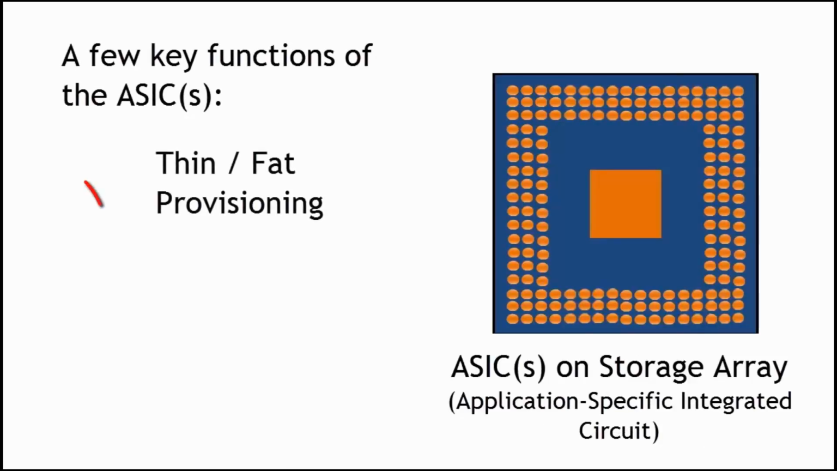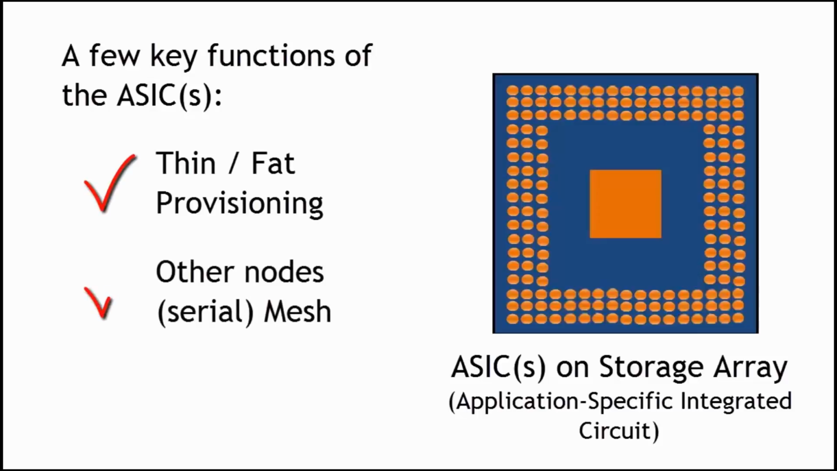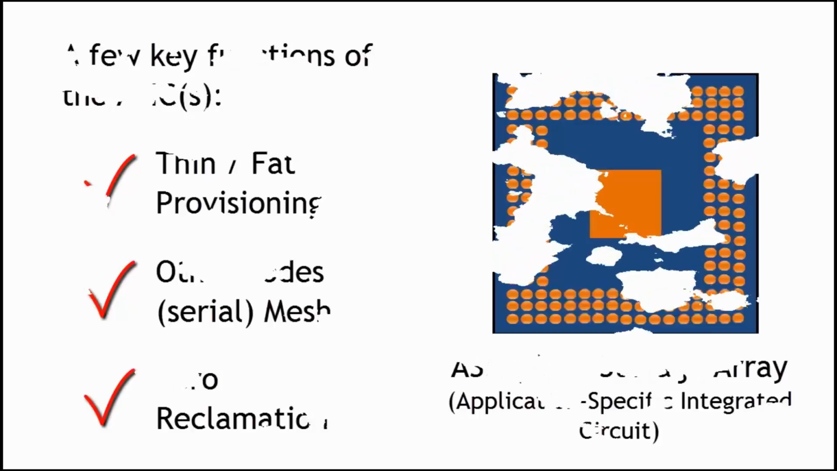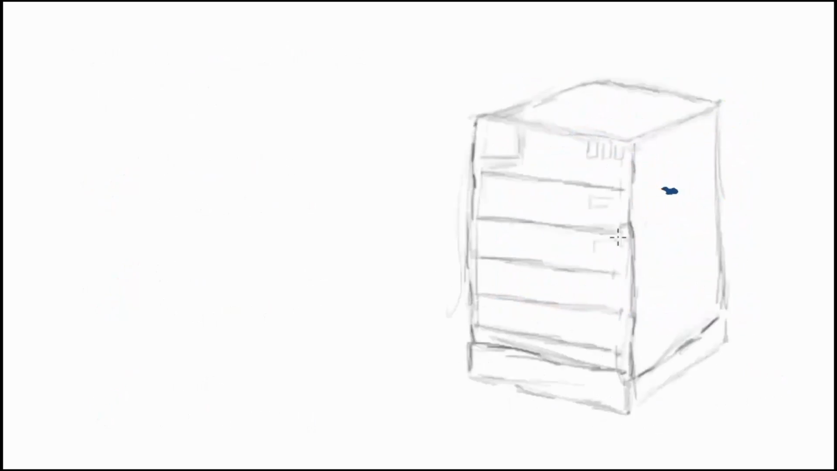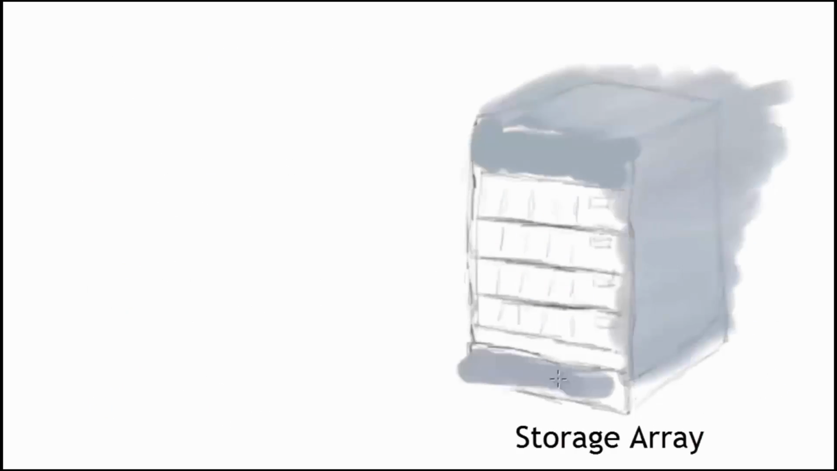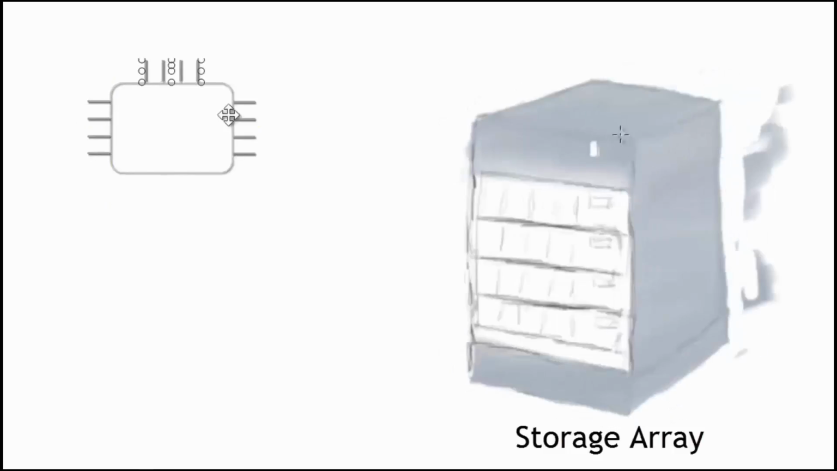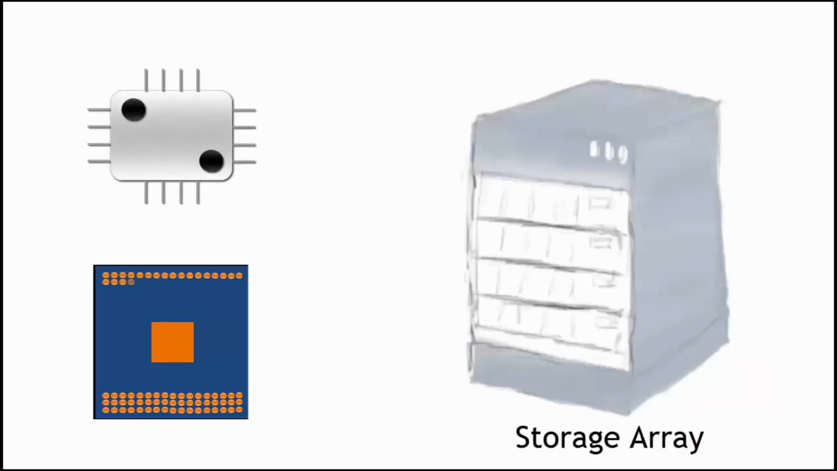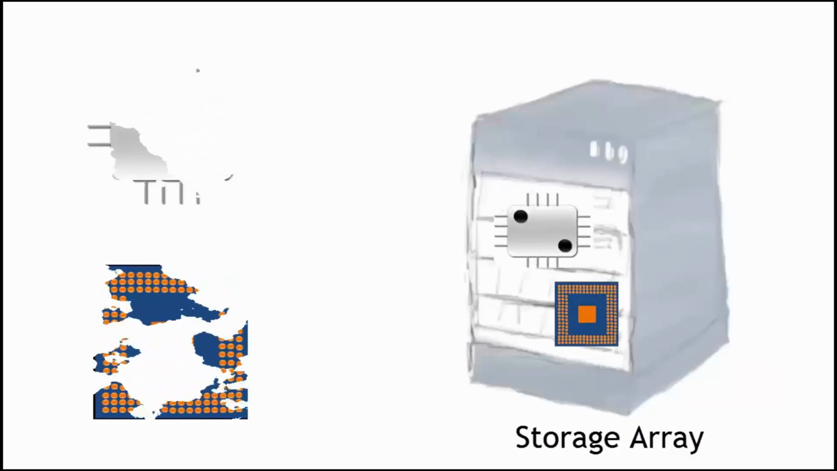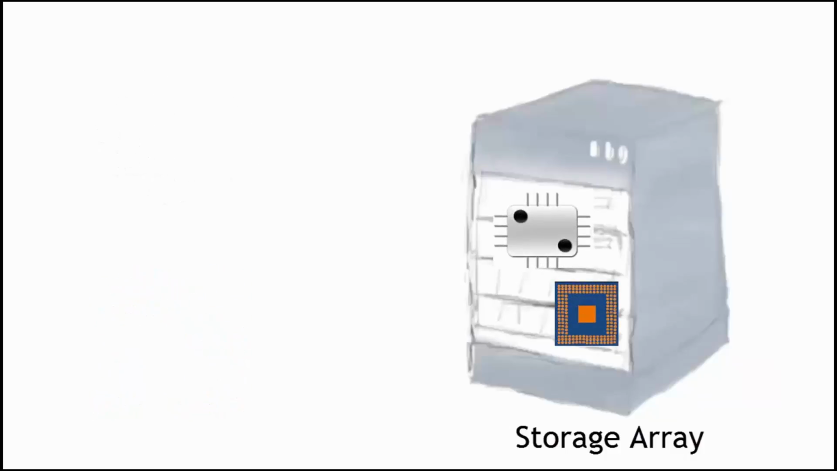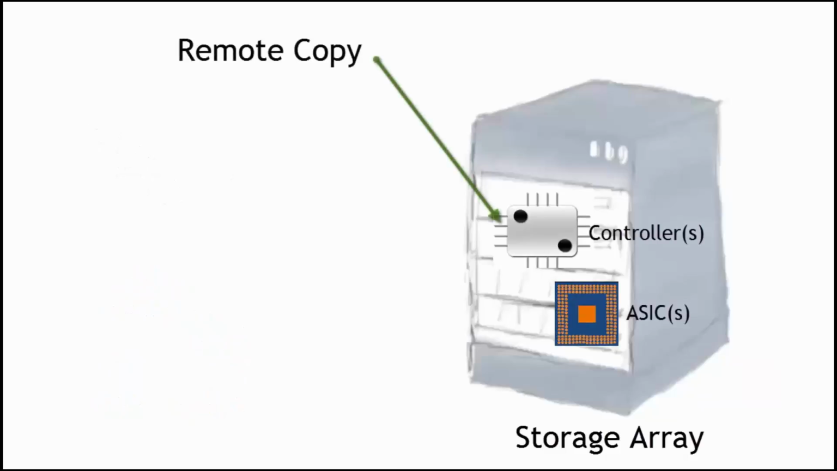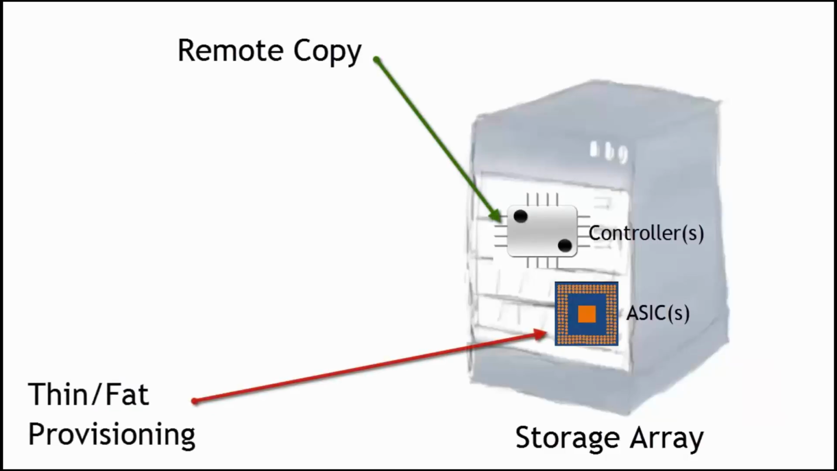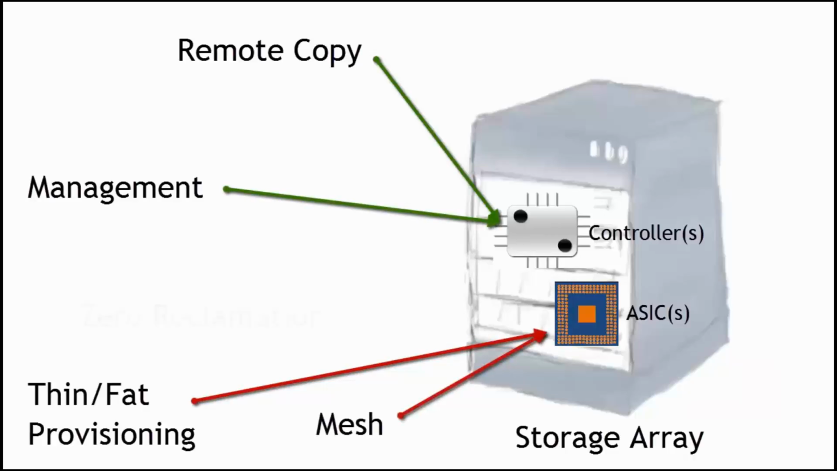also do these things: thin and fat provisioning, other nodes, right? Some sort of mesh to talk to other nodes, and zero reclamation. All of these functions have to happen within a storage array. They have to occur in order for that storage array to do its functions within the environment. And so we have, in many environments, only storage processor or processors. But here we're talking today about an environment that has a controller and an ASIC, an integrated circuit board.